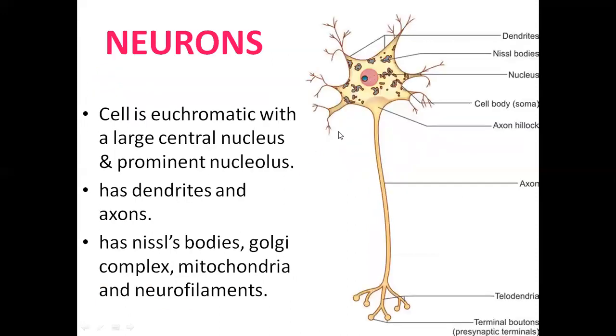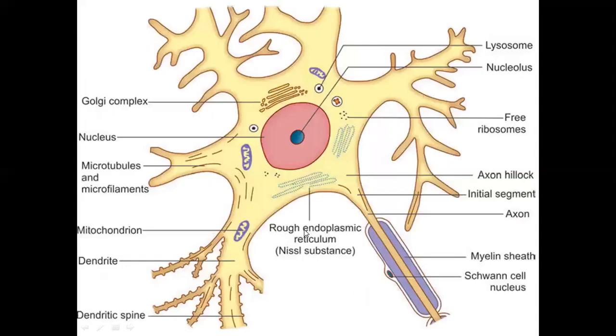Then, when you look into the structure of a neuron, the cell is euchromatic. It has a large central nucleus, a prominent nucleolus, many dendrites and one axon. Within the cytoplasm, if you observe, it has certain granules which are called Nissl bodies. It has a Golgi complex as well, mitochondria, and neurofilaments.